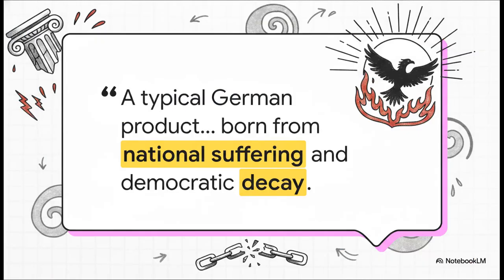Just look at this piece of primary evidence from Joseph Goebbels at the 1933 Nuremberg rally. He flat out calls the movement a revolution born from national suffering and democratic decay. It perfectly captures how the regime sold its own story to the public. They weren't pitching themselves as just some ordinary government coming in to tweak tax policy. They framed it as a palingenetic revolution, swooping in to rescue the nation from total collapse.